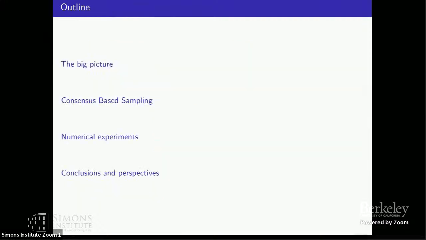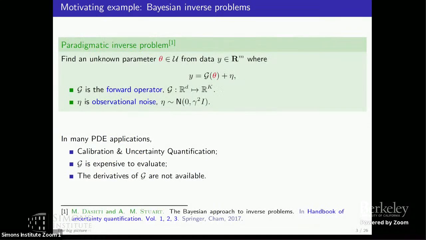Okay, so this is a brief overview of what I would talk about today. Let's start with the big picture so that I can introduce to you what this consensus-based sampling method is. We really think of this as a very generic method for sampling from some target distribution, which might be Gaussian or also more general than that. But one really important application of this is in the context of solving inverse problems.